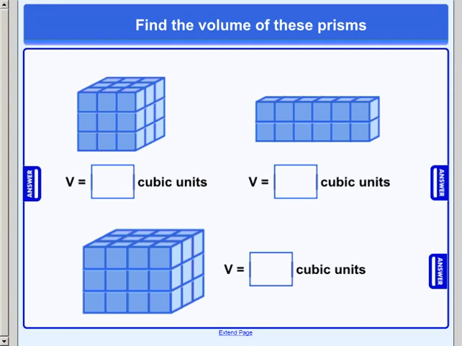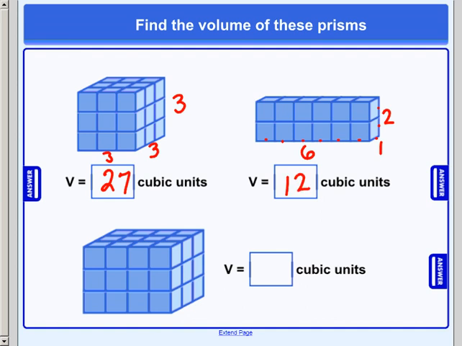So let's take a moment and find the volume of each of these prisms. So this first one, if we look at it, it has 3 cubes across the bottom and it has 3 rows. So that's a total of 9 cubes on each layer times 3 layers is going to be 27 cubic units. For our next one, we have 1, 2, 3, 4, 5, 6. We can fit 6 cubes across and we can fit 1 cube back. So we can fit 6 cubes on each layer, and there are 2 layers. 6 times 2 is 12. That has 12 cubic units.